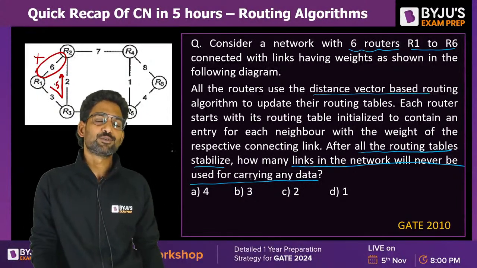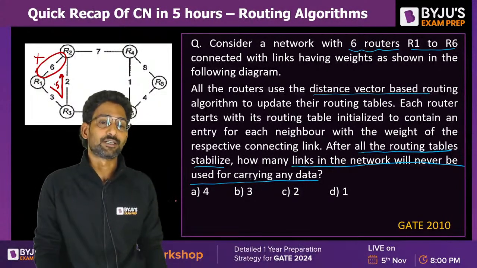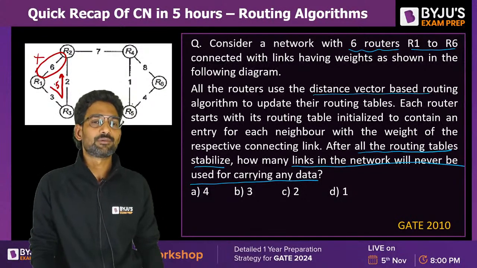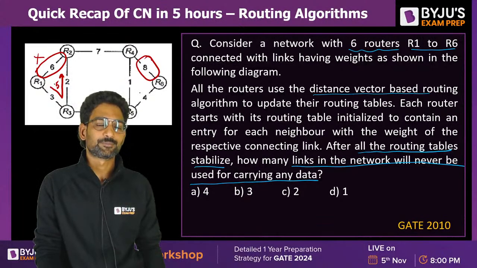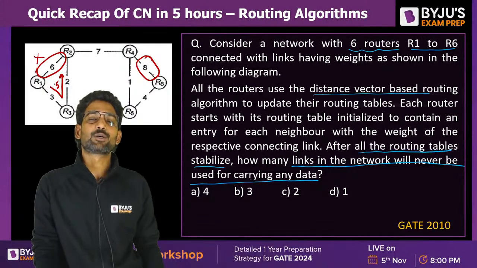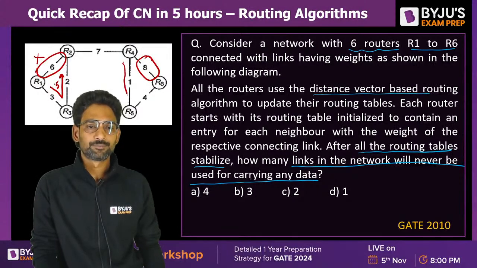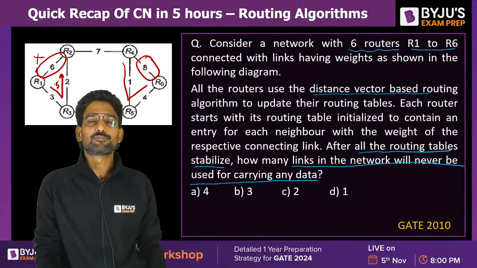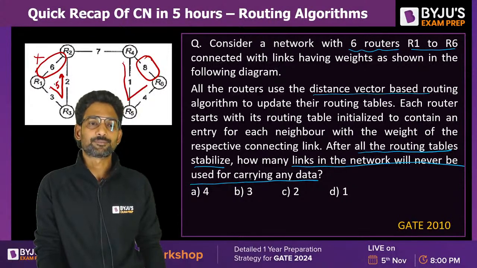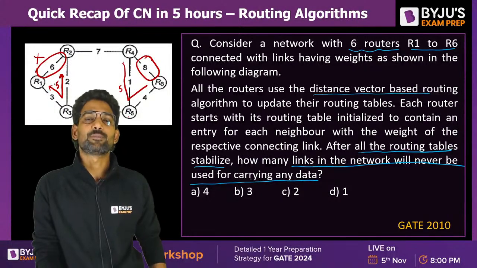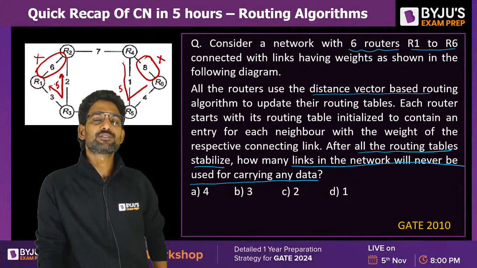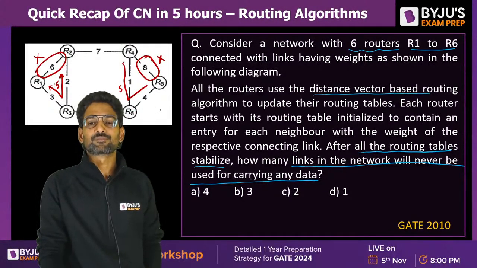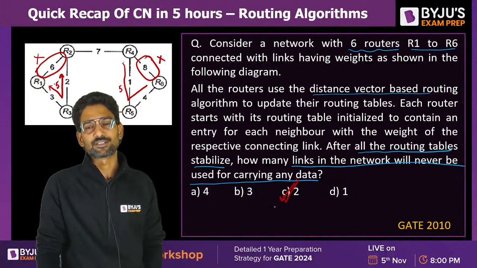Similarly, we have one more link, you check it out. Not 9. For 9, you don't have any other alternate shorter route. But for 8, you have an alternate shorter route. R4 to R6, the direct cost is 8, but if they communicate through R5, the cost is only 5. So, this is shorter. Obviously, they prefer this indirect way, not this. So, how many links will remain unused? Two links, guys.